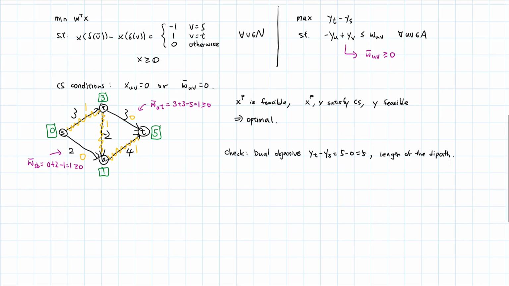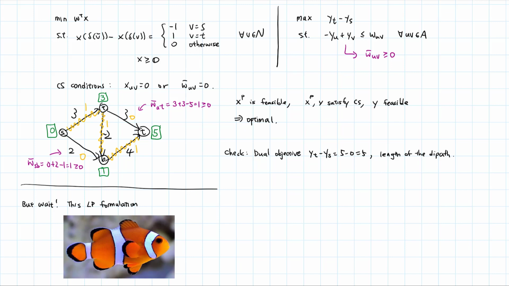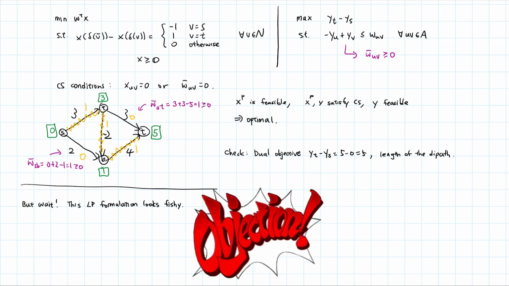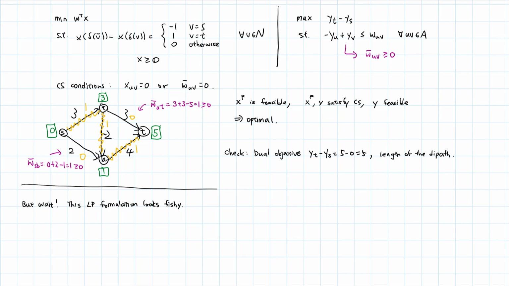Now this sounds like a pretty simple problem here with a pretty simple solution. It is just a specific example of the transshipment problem. But perhaps you might be feeling a bit fishy about this LP formulation. You might raise an objection about this formulation. So, what could go wrong with this LP formulation?